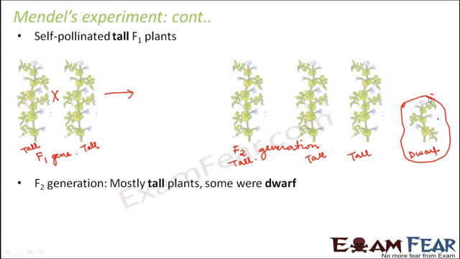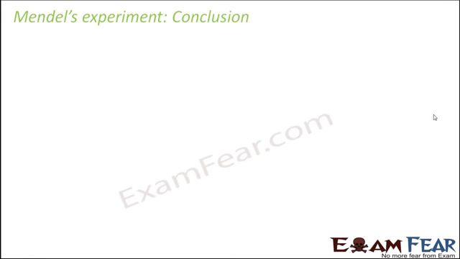So this gave a thought to Mendel. Mendel got to know that this dwarf characteristic was hidden somewhere in the F1 generation. Somewhere it was there, but it was not getting expressed. It was hidden, and then in the F2 generation, it again got expressed. So that was Mendel's thought on this. But in order to prove that, what did he do? He tried to explain it in this way.